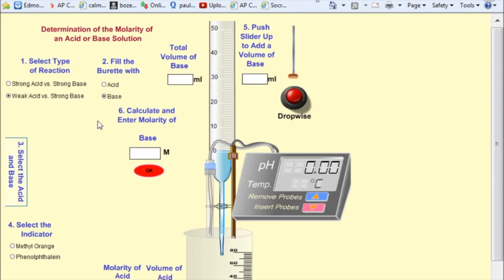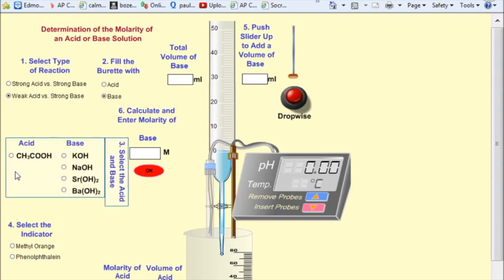and then I'm still going to fill out the burette with a strong base, potassium hydroxide. As a weak acid, this time I'm going to choose acetic acid, CH3COOH, which is the same thing as HC2H3O2. So I choose my weak acid, and I will choose potassium hydroxide as my strong base and fill the burette with the strong base.